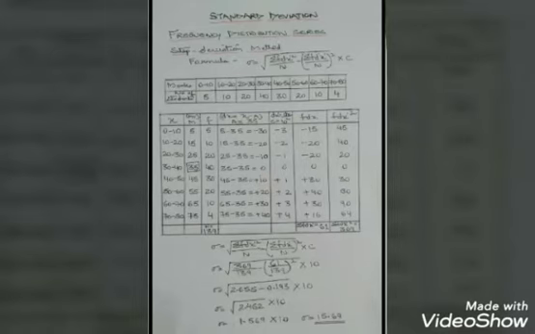10 into 2 is 20. 20 into 1 is 20. 40 into 0 is 0. 30 into plus 1 is plus 30. 20 into plus 2 is 40. 10 into plus 3 is 30. And 4 into plus 4 is 16.